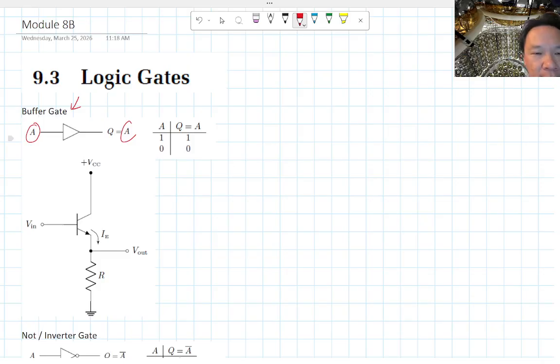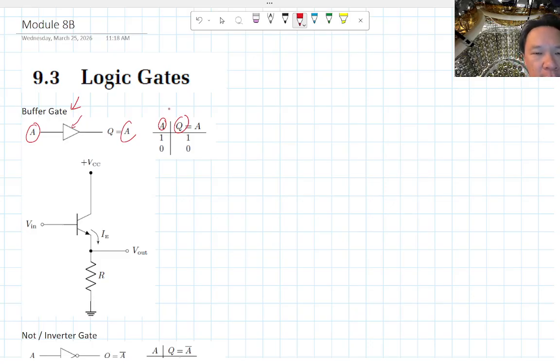Okay, so the gate is usually represented by this little triangle. There'll be different shapes for different gates. So in this case, the logic gate is just a triangle. And what happens is that whatever A is, Q just follows.